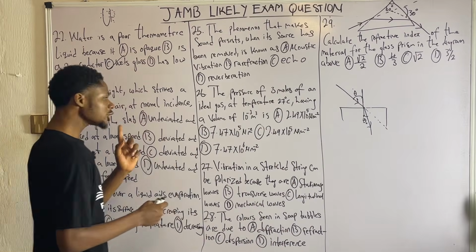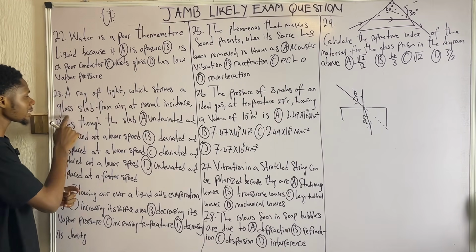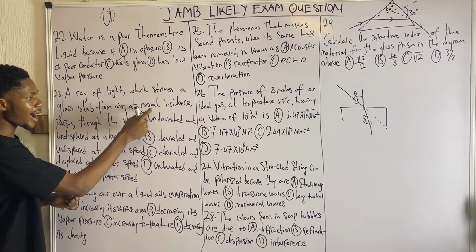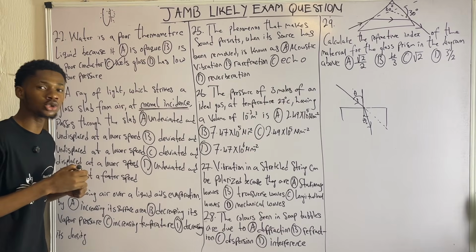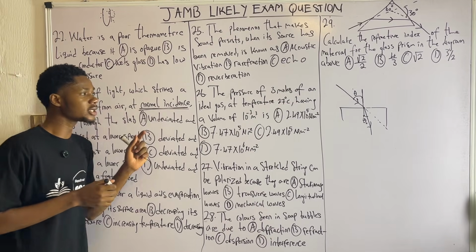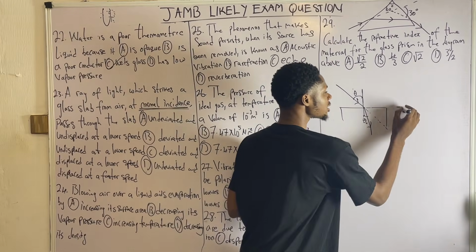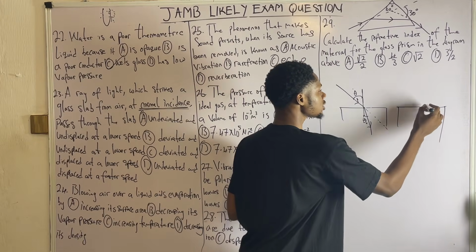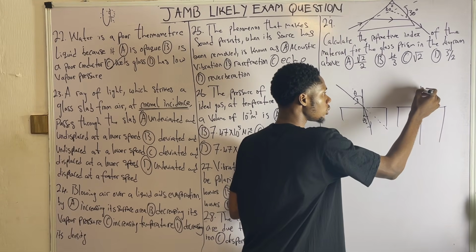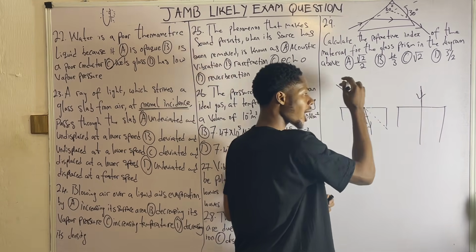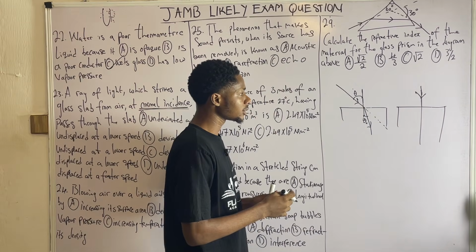But in this case, notice the question. Oh, notice what the question is saying. A ray of light which strikes a glass slab from air at normal incidence. At normal incidence. You are going to take note of this particular term, normal incidence, which means there is no angle like this in this case. We're now having a scenario like this at normal incidence. Okay, it means it is just on the normal like this, no angle. That's what they are saying.